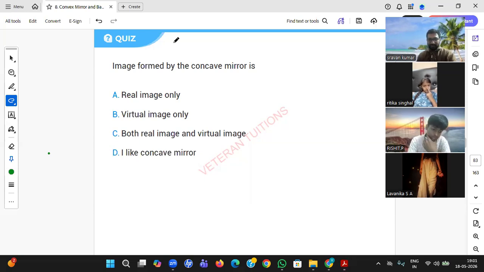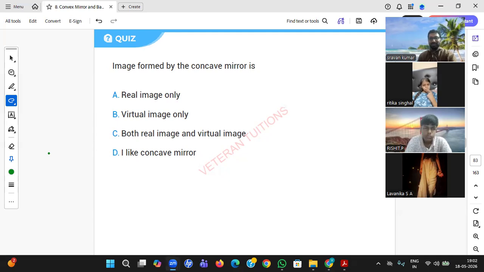Very good, Rishit. Ritika, very good. Pranav, check yourself. Ridhima, right answer. Vishnu Maya, right answer. Lavanika, super. Yashasvi, awesome. Sai Chaitra, wonderful.